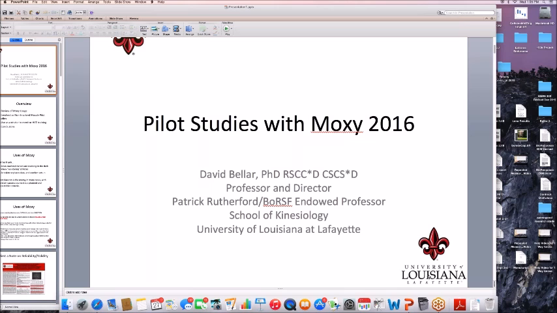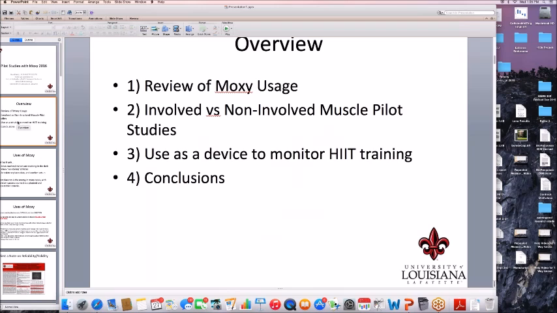But first, I want to go over what I'm going to talk about, which is to review Moxy's usage, how we've been using it, how a lot of other people are using it, and what the value of using the device is. Then we'll go into our pilot studies. The first one is where we looked at involved versus non-involved muscles while using the devices. Then we'll look at a unique case study we did with the device while monitoring HIIT training. And then, of course, we'll have conclusions, and there'll be plenty of time for questions and answers and all those types of things as well. We're going to have some fun with the presentation, so it should be a nice lighthearted affair.